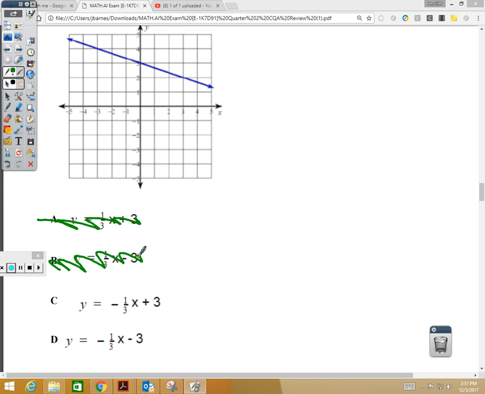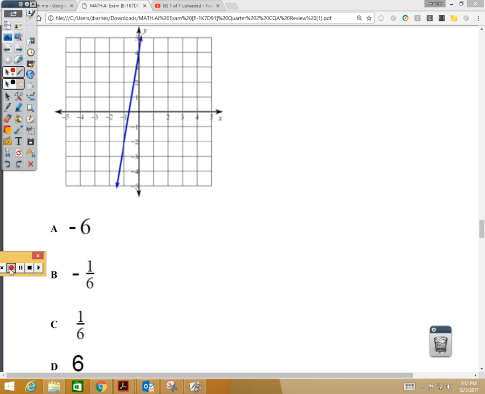So C and D both show negative slope. The only difference in C and D are the y-intercepts. So I look to see where my line is crossing the y-axis. That is a positive 3 that is crossing the y-axis. So my choice is C.